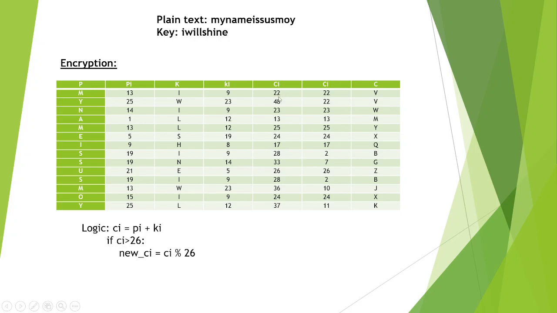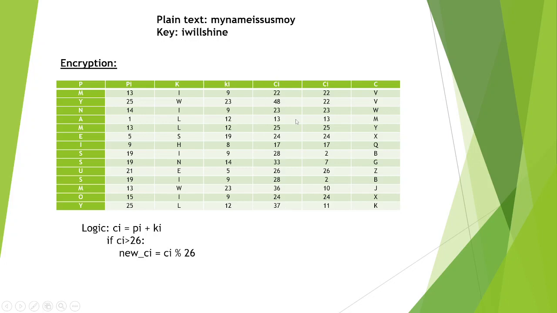Then where the number of Ci is between 1 to 26, that's okay. We simply write in the ciphertext 22 as 22, 23 as 23, 13 as 13. But you can see in the second line the Ci value is 48. For number 48 we don't have any alphabet. We need to find the value between 1 to 26. Then we have others too: 28, 33, 28, 36, and 37.